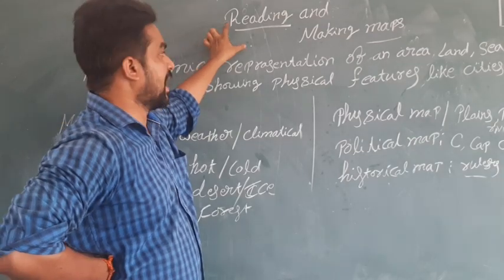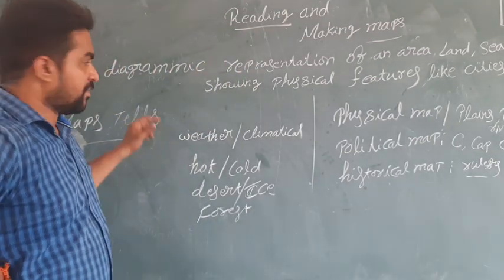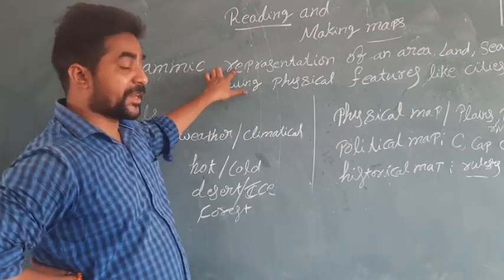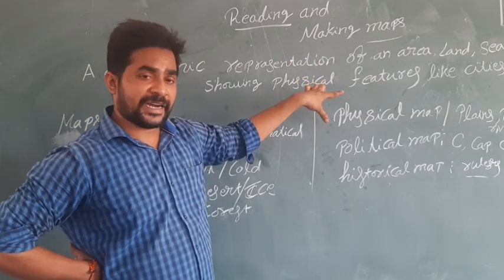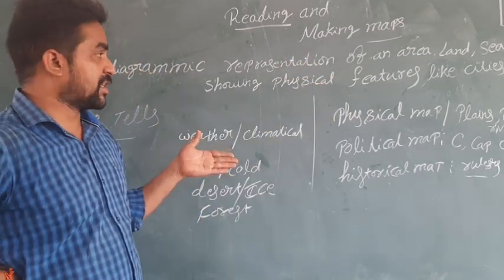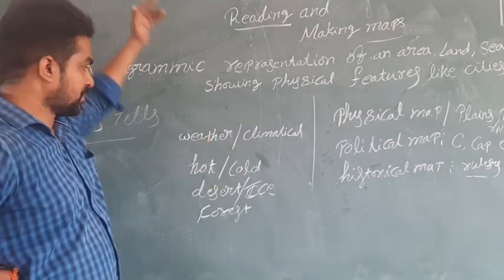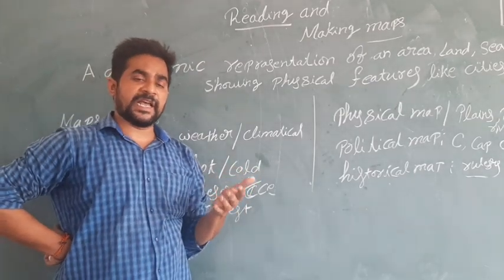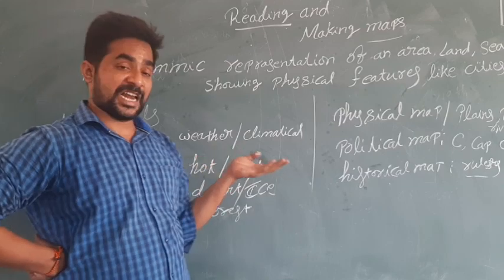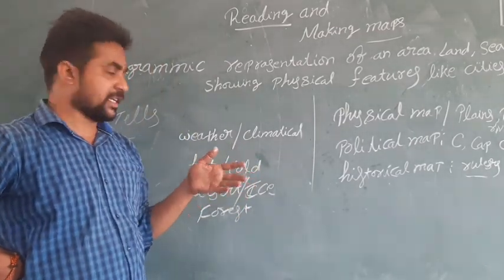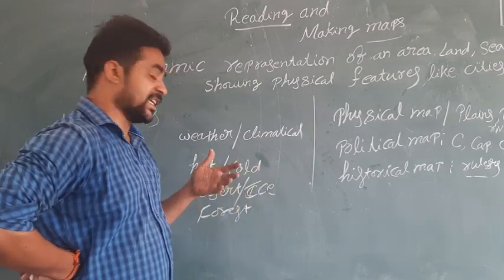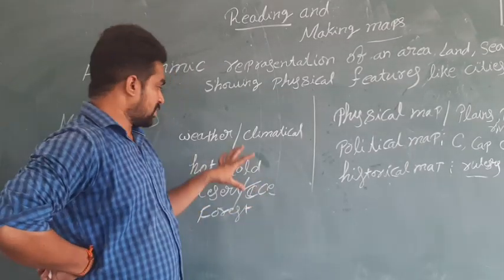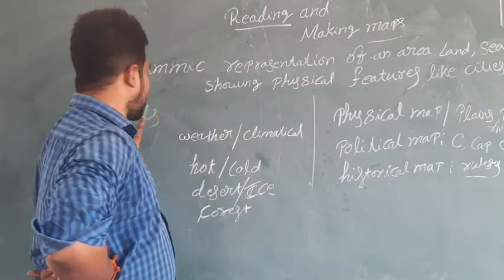Our lesson is reading and making of maps. In this lesson, first I gave the definition: it's a diagrammatic representation of an area, land, and sea, showing physical features like cities, roads, etc. And maps tell us about weather and climatic conditions, whether an area is hot or cold, whether it is a desert or an iceland area, and whether it is forest land. These are some of the information given by maps.